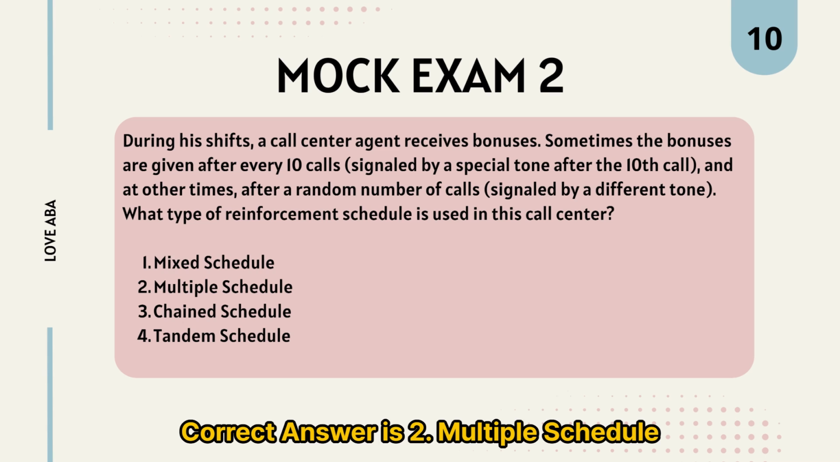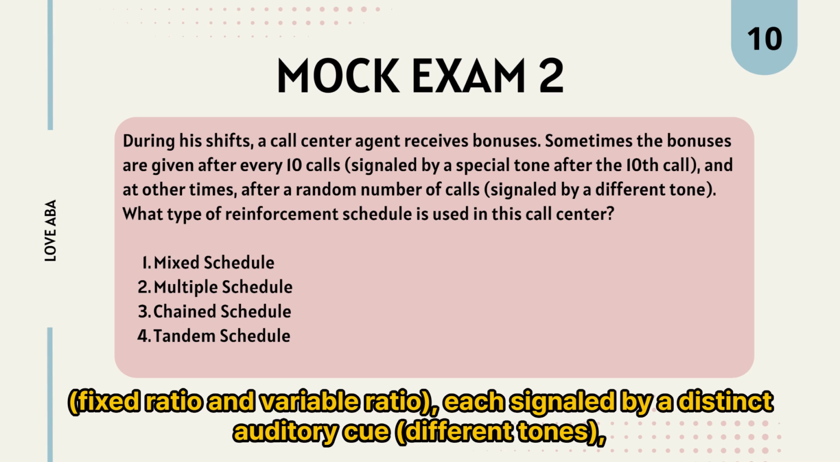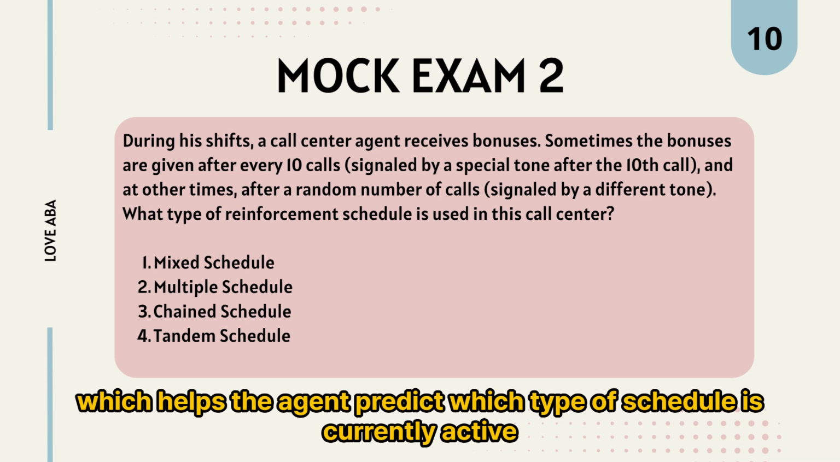Correct answer is 2. Multiple schedule. This is a multiple schedule because there are different reinforcement schedules, fixed ratio and variable ratio, each signaled by a distinct auditory cue, different tones, which helps the agent predict which type of schedule is currently active.